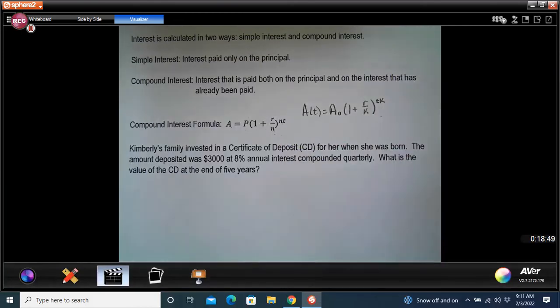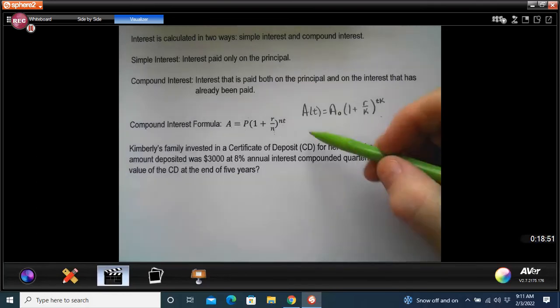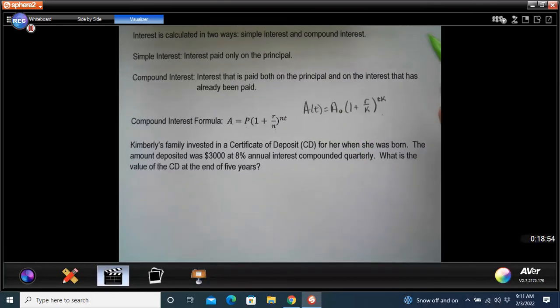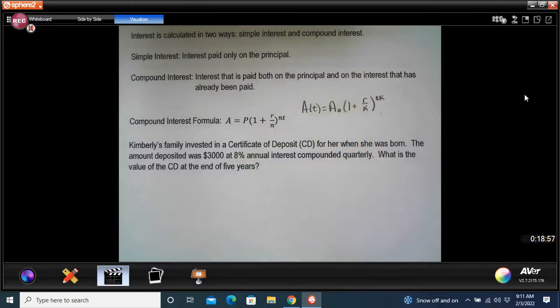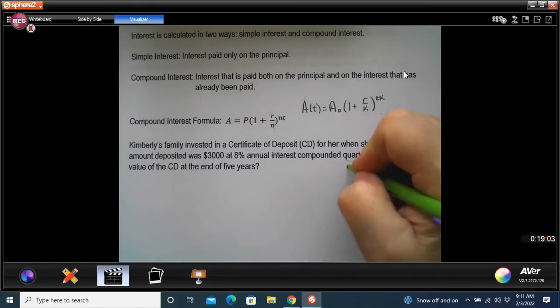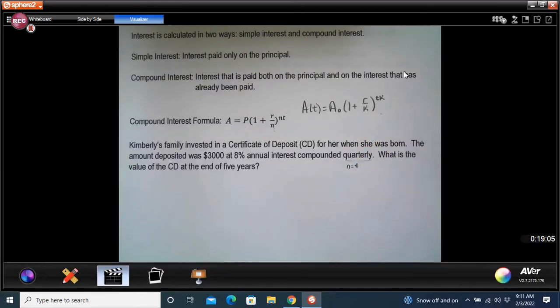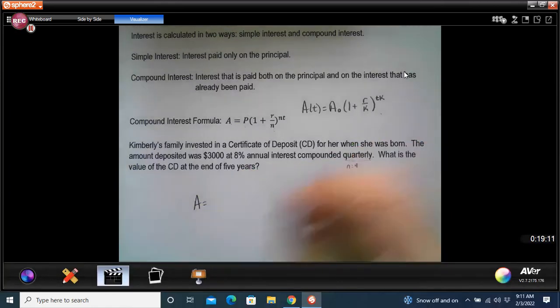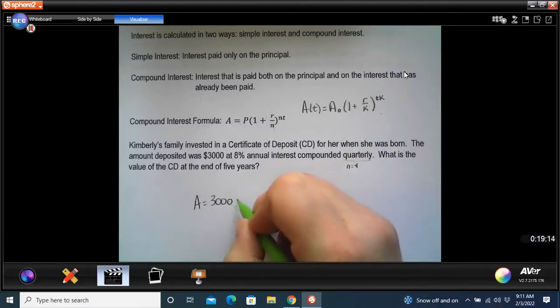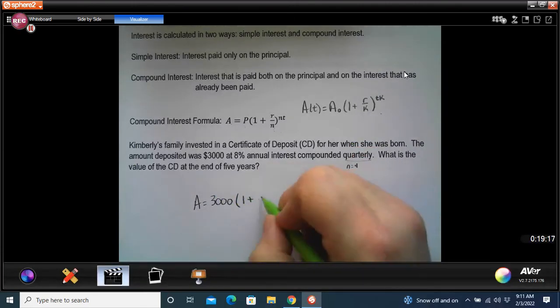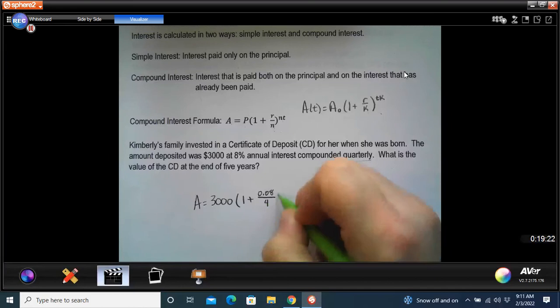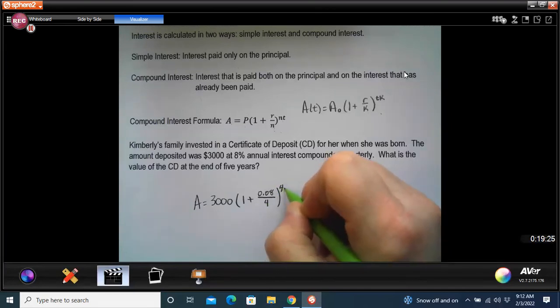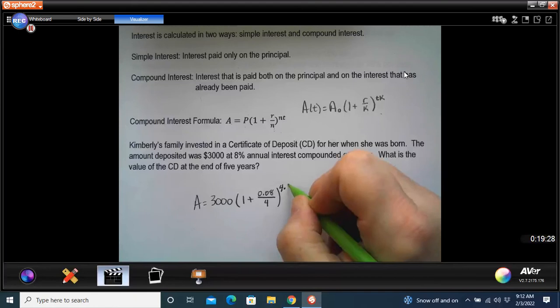Okay, so Kimberly's family invested in a certificate of deposit, a CD, for her when she was born. The amount deposited was $3,000 at 8% annual interest compounded quarterly. That means that n is going to be 4. What is the value of the CD at the end of 5 years? So A equals the principal amount, which was $3,000, times 1 plus the rate, 0.08, over 4, to the 4 times 5.